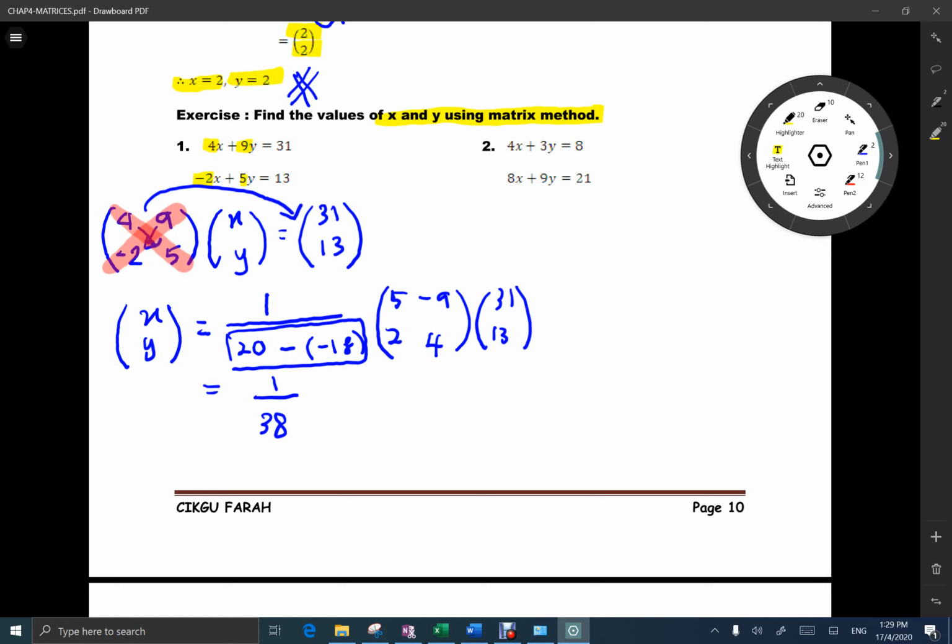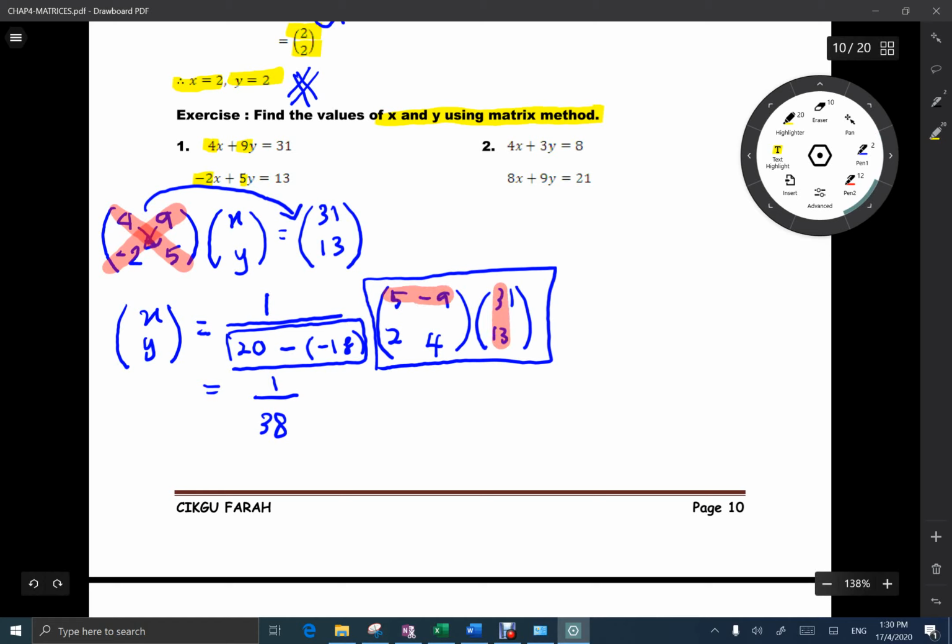So ni sampai at the best part, you need to times these two matrices. So how? It must be row times column. Now 5 times 31. Plus, remember you need to plus negative 9 times 13.